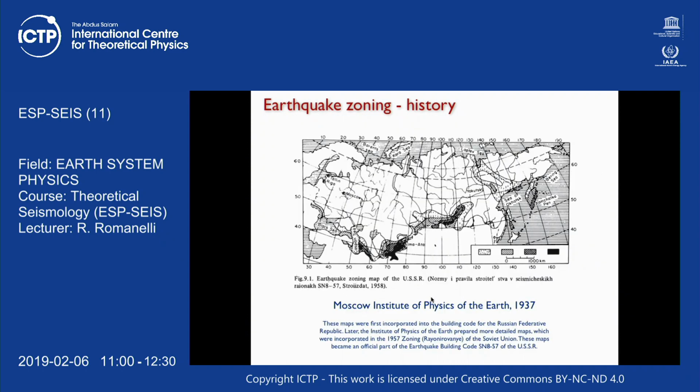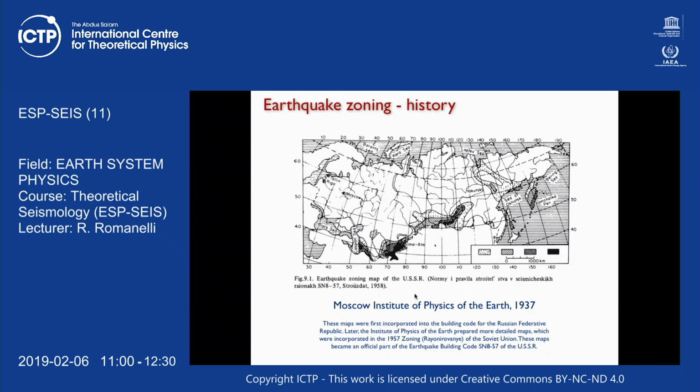It's nice. What's next? Well, this can be called the first technical one. At the time it was the Soviet Union, and you see it was delivered by the Moscow Institute of Physics of the Earth, and that's still there. 1937, and you do understand that now some instruments were there. If you remember the brief lecture about seismometry, the Galitzin instrument was there. So the first recordings.